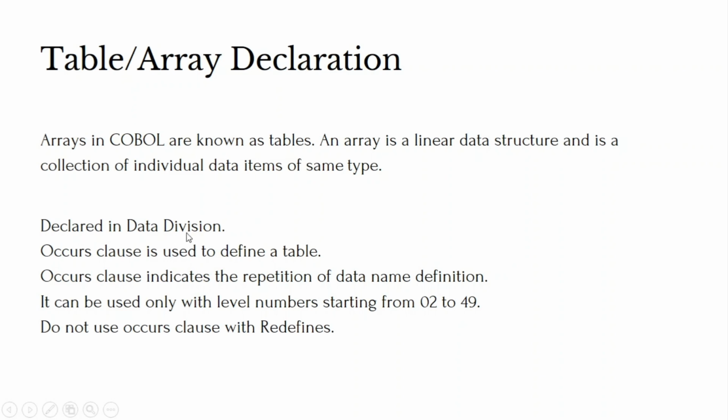We declare it in the data division under the working storage section. The OCCURS clause is used to define a table or array. The OCCURS clause indicates the repetition of a data name definition. For example, if we need an integer multiple times, we write OCCURS 5 times, 4 times, 3 times, and it can only be used with level numbers from 02 to 49. So we can't define an array at the 01 level. We define it at 02 to 49, and we can't use the OCCURS clause with the REDEFINES clause. We can't redefine a data item which has the OCCURS clause.